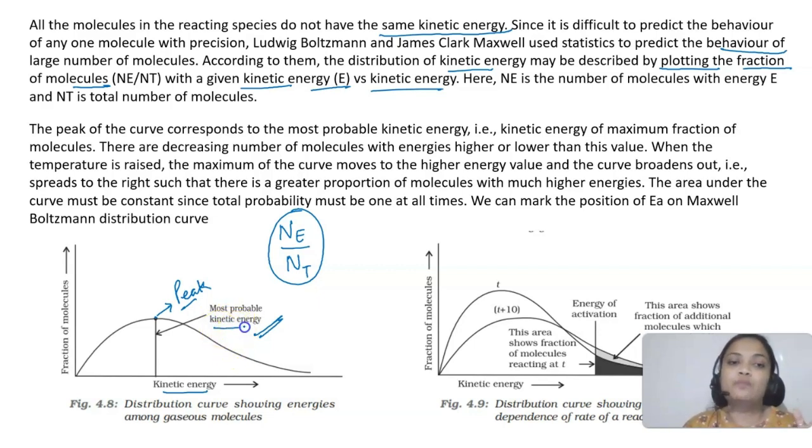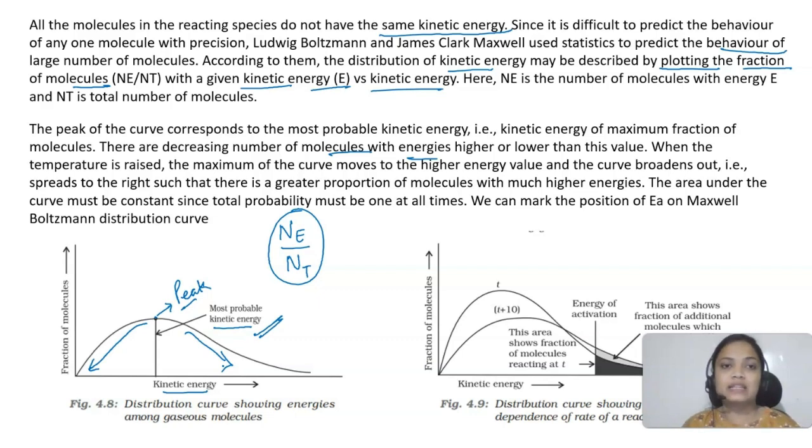So that will be your most probable kinetic energy. Understood? If you are having any issues, you can let me know in the comment section also. So you can see that there are decreasing numbers of molecules with higher or lower energy. If we talk about lower energy, the number of molecules is decreasing, and for higher energy it is decreasing too.